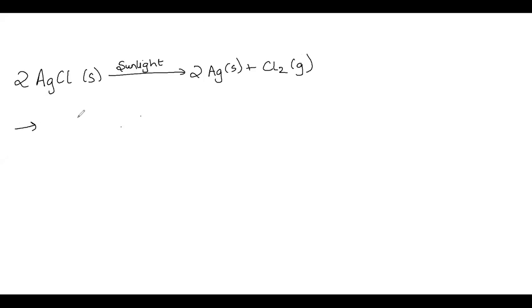I'll directly write the balanced equation for this also. When exposed to sunlight, it undergoes decomposition reaction to give out silver plus chlorine gas. Okay, so this is the chemical reaction of the same, and the use for this is that this is used in black and white photography.